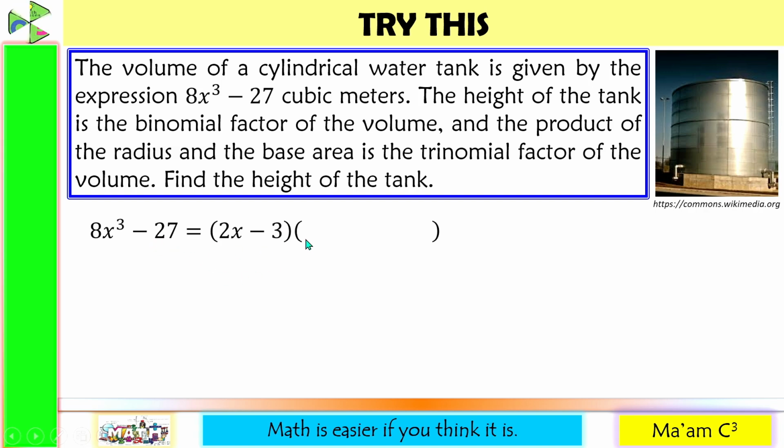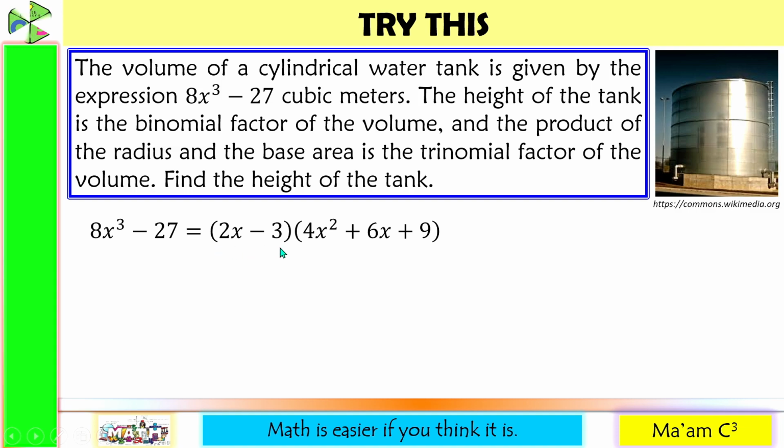Now, for this one, the first term is the square of 2x, and that is 4x squared. The sign of the middle term of the trinomial is opposite this one. So if this is minus, this is plus. The middle term is the product of 2x and 3, and that is 6x. The sign of the third term is always positive, and the third term is the square of 3, and 3 squared is 9.